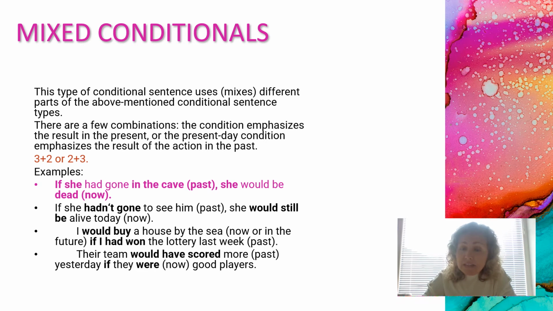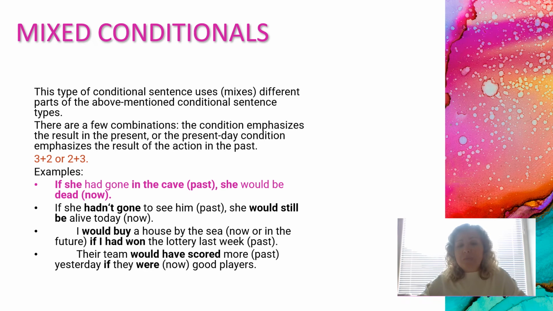And then the last, well, kind of conditional, it's not really a new one or another one, it's just a mixture of the ones that we've mentioned, the mixed conditionals. So these types of conditional sentences mix different types of the above mentioned conditionals, and here we have a few combinations. So either the condition emphasizes the result in the present, or the present day condition emphasizes the result of the action in the past. So it's kind of 3 + 2 or 2 + 3 conditional.